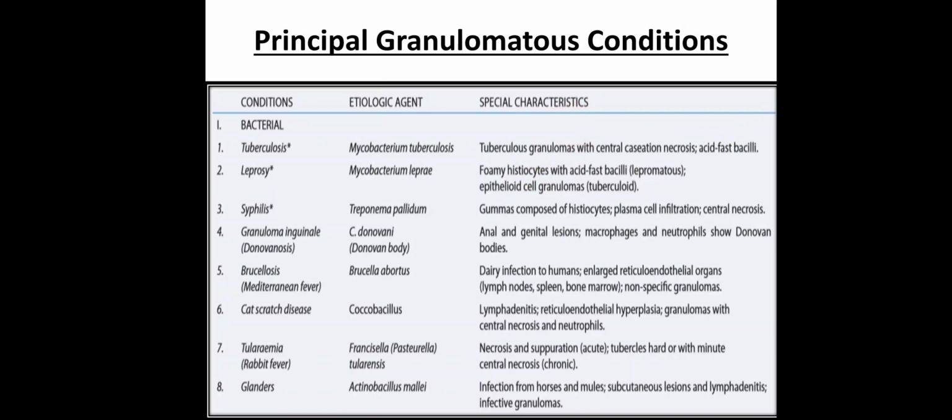Cat scratch disease is seen, where lymphadenitis, reticuloendothelial hyperplasia, granuloma with central necrosis and neutrophils are seen. Tularemia, where necrosis and suppuration, tubercles hard or with minute central necrosis are seen.